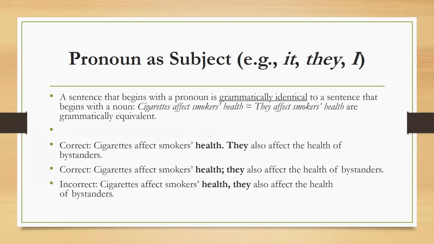Pronoun as subject: it, they, I. A sentence that begins with a pronoun is grammatically identical to a sentence that begins with a noun. Cigarettes affect smokers' health is the same as they affect smokers' health. They are grammatically equivalent. So correct English: cigarettes affect smokers' health. They also affect the health of bystanders. Or cigarettes affect smokers' health, semicolon, they also affect the health of bystanders. But it is incorrect to say cigarettes affect smokers' health, comma, they also affect the health of bystanders. These are two different sentences. Are you getting it?